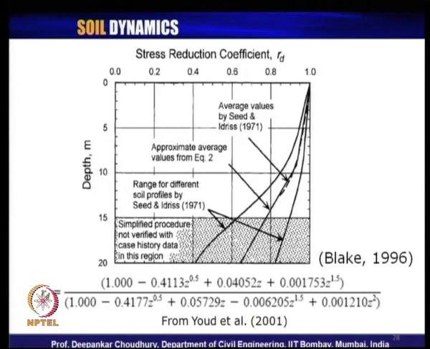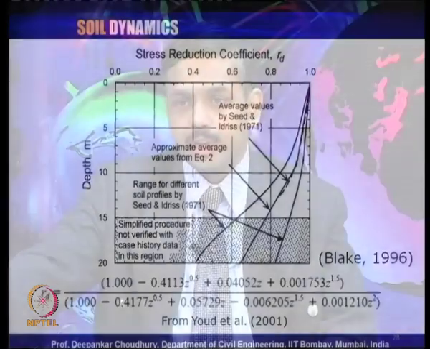So, you have seen now the development of expressions for r_d, how it varies with respect to depth. With increase in depth it decreases, and Seed and Idriss proposed something. Later on Liao and Whitman changed it, and finally Blake's equation was proposed, which is now used worldwide for computation of r_d.